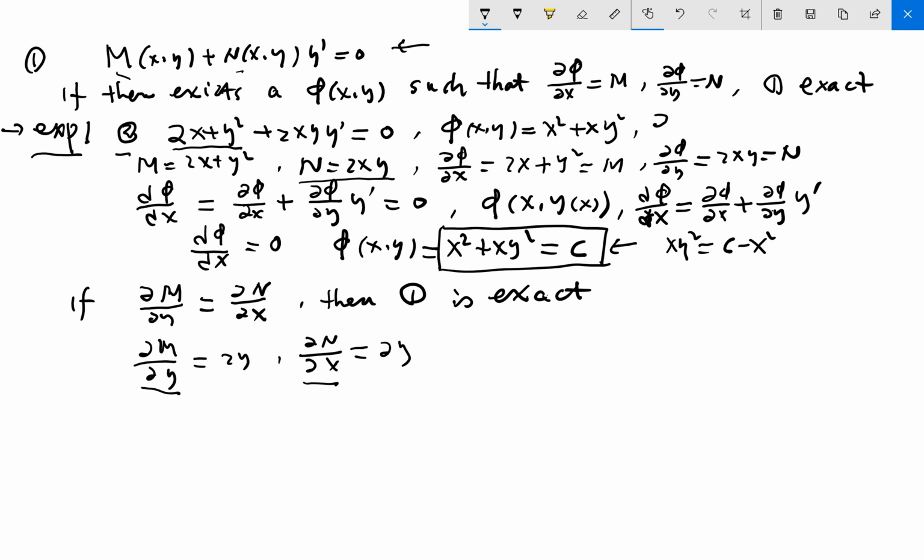An exact equation means there must exist a phi such that the partial of phi with respect to x equals M, and the partial of phi with respect to y gives you N. Find such a phi, then set phi equal to a constant, and that's our solution. Okay, now let's do that for the general exact equation.